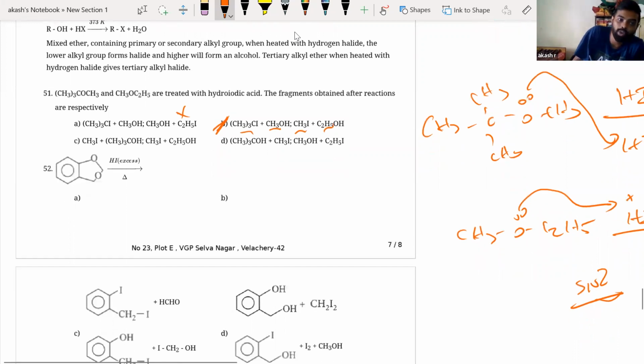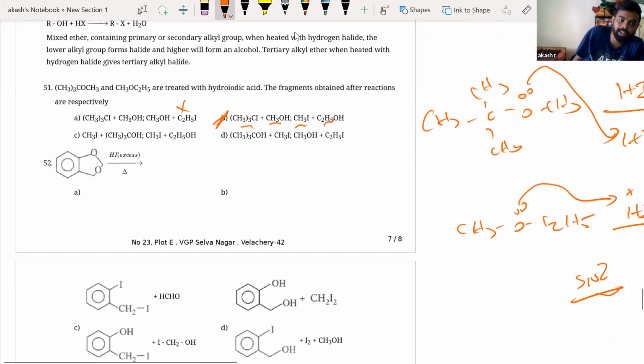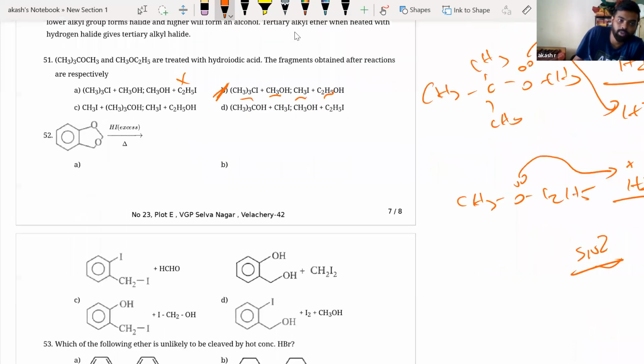Very simple. All you have to do is break this, put H and I. You see, this is a phenol group which is directly attached, so definitely you have to put the H here and I here, and you are going to break this bond. Now in this case, it is going to be I here and H here. Anyways, we'll check the options.